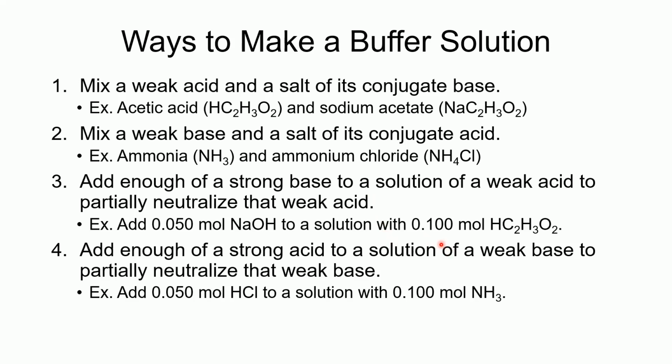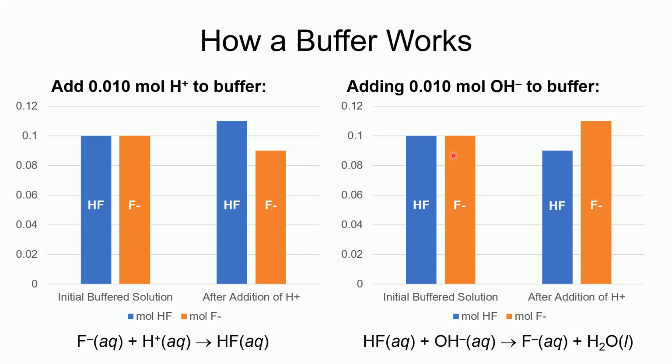Now what we want to do is look at how a buffer works. Well, the whole point behind a buffer is that it's resistant to changes in pH. In order for it to be a buffer, it needs to be able to absorb a significant amount of either a strong acid or a strong base without messing up the pH very much. And the way that you can do that is to have enough of the weak acid and the conjugate base present, so that if a strong acid is added to it, there's still some of each left.